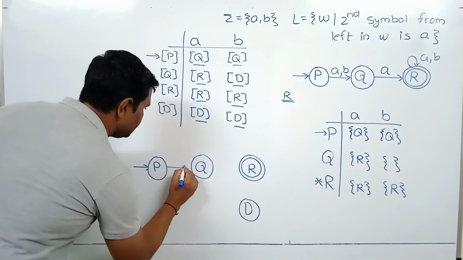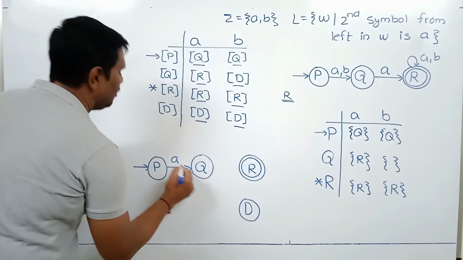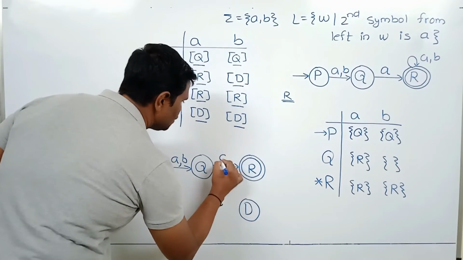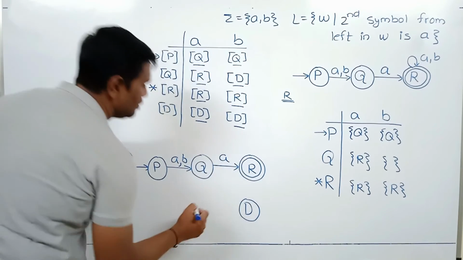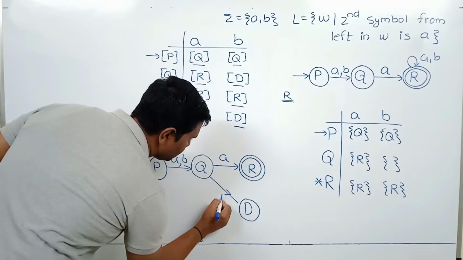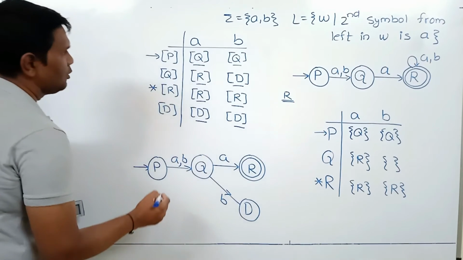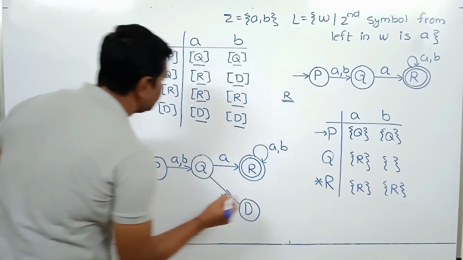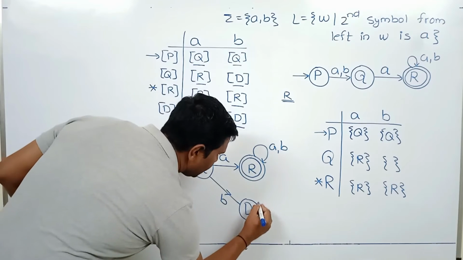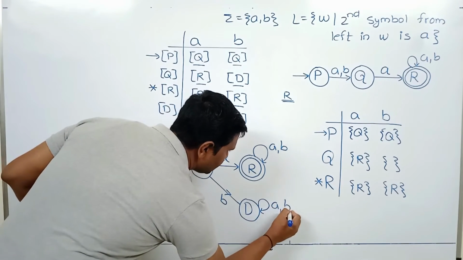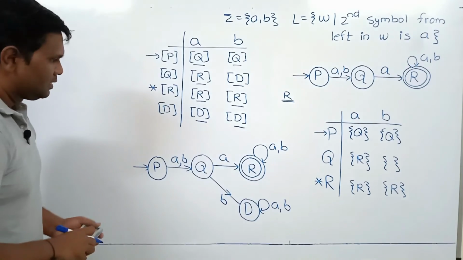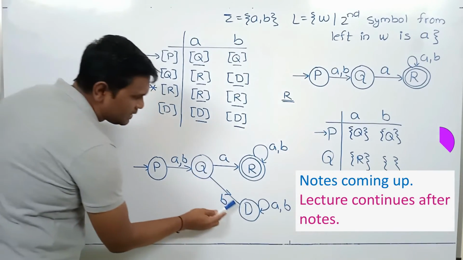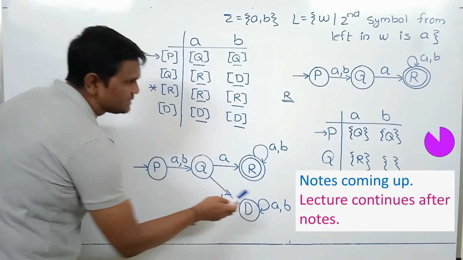P on A goes to Q. P on B goes to Q. Q on A goes to R. Q on B goes to D. R on A goes to R. R on B goes to R. D on A goes to D, D on B goes to D. So this is the required DFA. So here once we enter dead state, we remain in dead state.